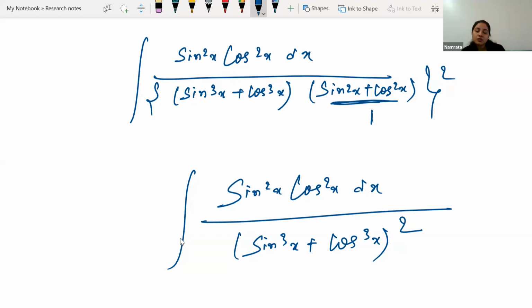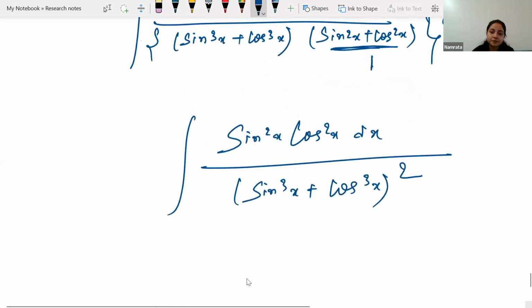So what substitution can we do? If we take the denominator, is it possible to get the numerator? For now it's not possible. 3 sin²x we will be getting, then the derivative of sin x, that is cos x, we will be getting. So an extra term we will also be getting. Now what can be done?